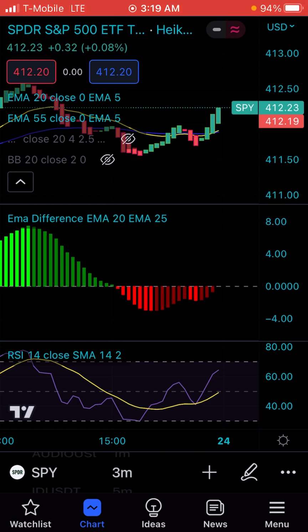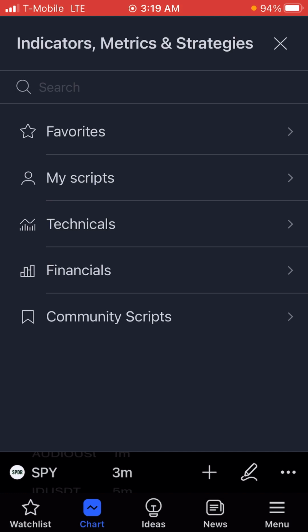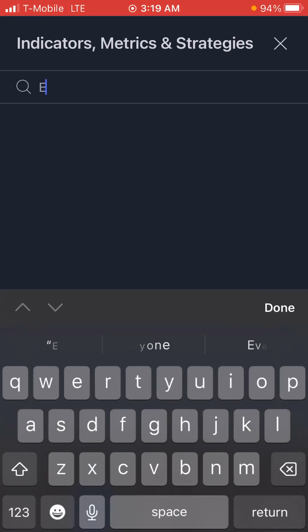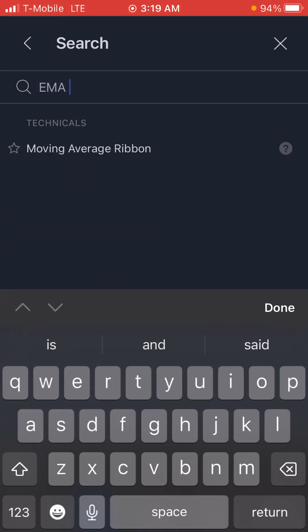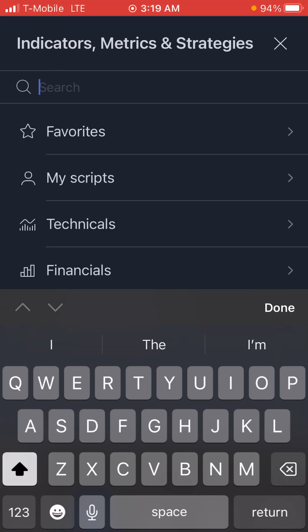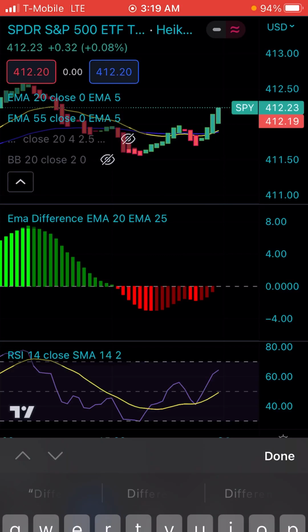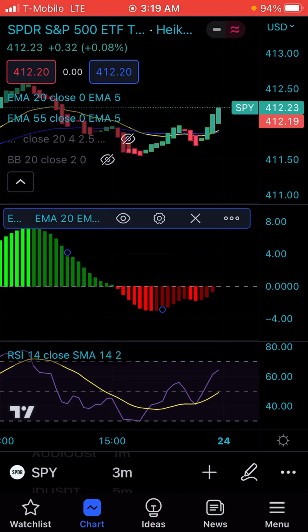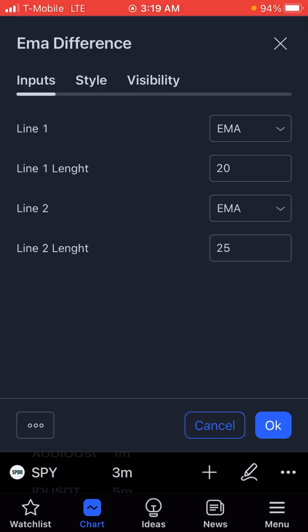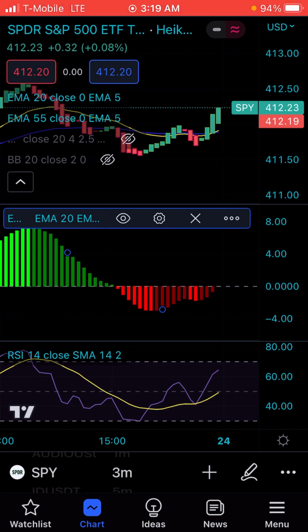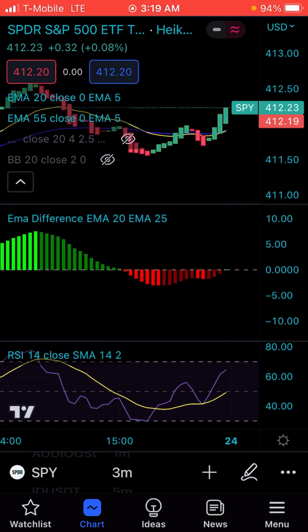And then I have my EMA difference. To get this set up, you go to indicators and you go to EMA, or it's the difference of two moving averages, and you're going to set it to 20 and 25. Those are the settings for that. You also want to have your RSI on there too.